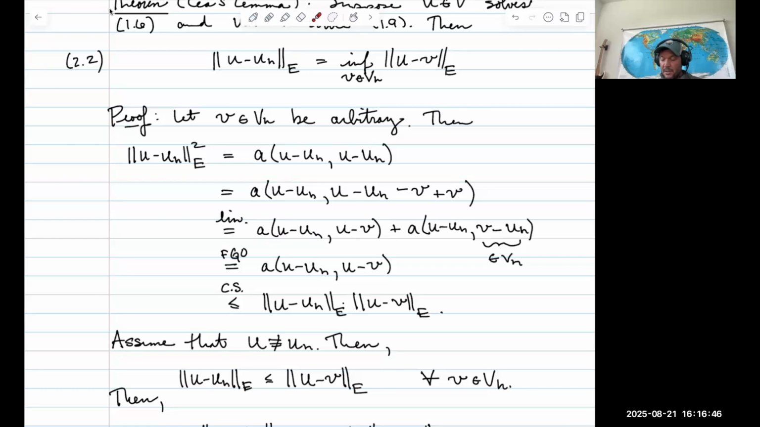Now I'm going to use the linearity of the bilinear form a in its second component. The first component stays the same. I'm going to bring these two things together, u minus v, and what's left over is v minus u_h. But that is in V_h because of my assumption that v is an arbitrary object in V_h. u_h is certainly in V_h, v is in V_h, and this is a subspace. Subspace means that if I add anything to something else in the subspace, I get something in the subspace. So it stays in the subspace. Now my fundamental Galerkin orthogonality says that that has to be exactly equal to 0. That's why that term disappears, and I'm only left with that term.